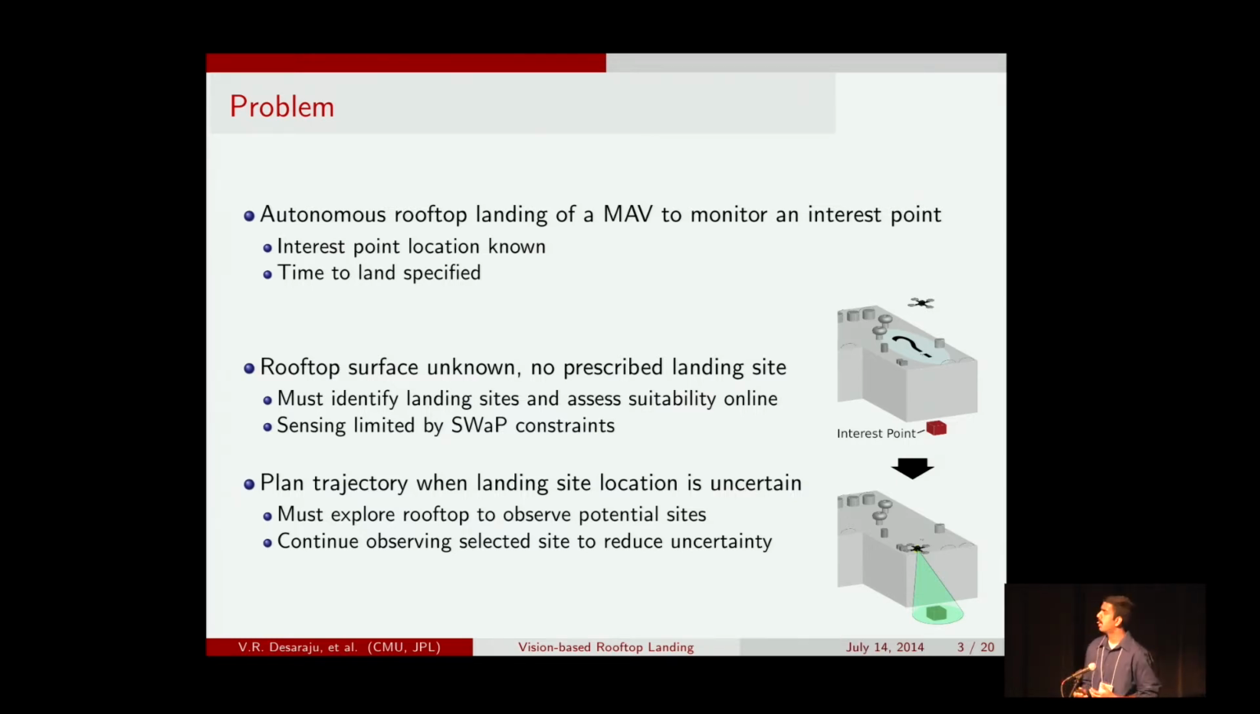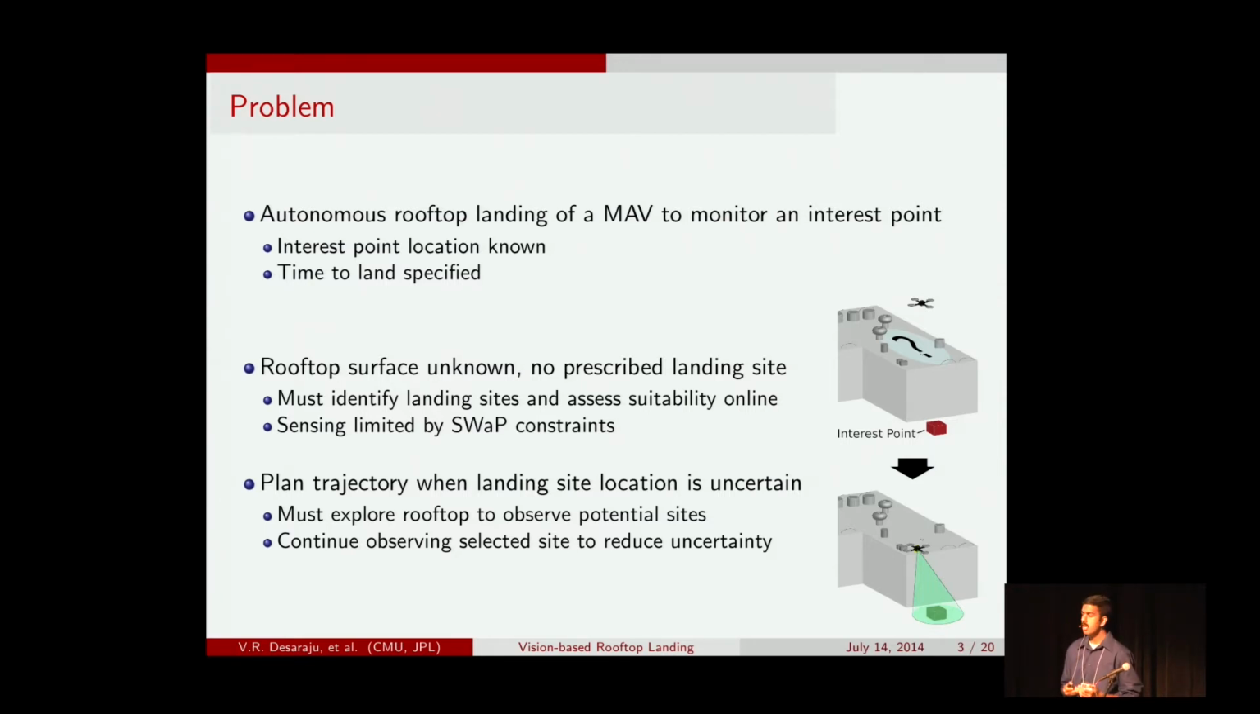To address this problem, there are two key sets of challenges that we have to tackle. The first is that we have to assume that the rooftop we're approaching is initially unknown. So we don't know the geometry, and we don't have any prescribed landing site on it that we can fly to. As a result, we need to identify these landing sites online and assess their suitability for landing as we approach. In addition, we have to do all this within the constraints imposed by the SWaP constraints on the vehicle.